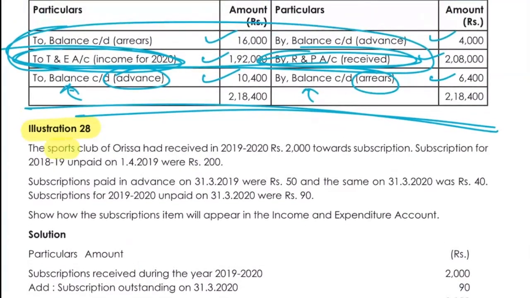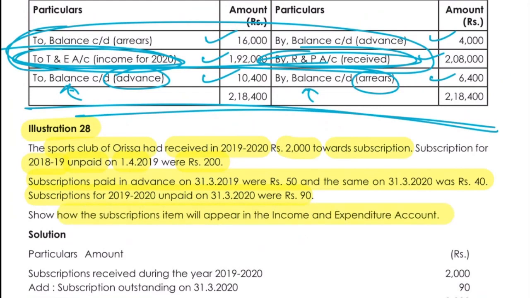We have a sports club from Odisha which had received, in 2019-2020, rupees 2000 towards the subscription. Subscription for 1819 unpaid on 1st of April 2019 was rupees 200. Subscription paid in advance on 31st of March 2019 was rupees 50, and the same on 31st of March 2020 was 40. Subscription for 1920 unpaid on 31st of March 2020 was 90 rupees. Show the subscription that will appear in the income and expenditure account.